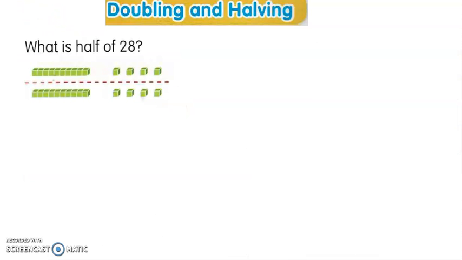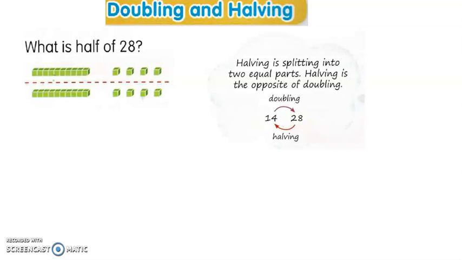Now let's move on to the halving. What is the half of 28? To understand halving, we need to know the meaning of it. So halving is splitting into two equal parts. So for example, if you have a number or anything and you want to halve it, it means to make two equal parts of this thing or this number. So halving is the opposite of doubling. So for example, if we have 14, the double of 14 will be 28, and the halving of 28 will be 14. So these are opposite operations.